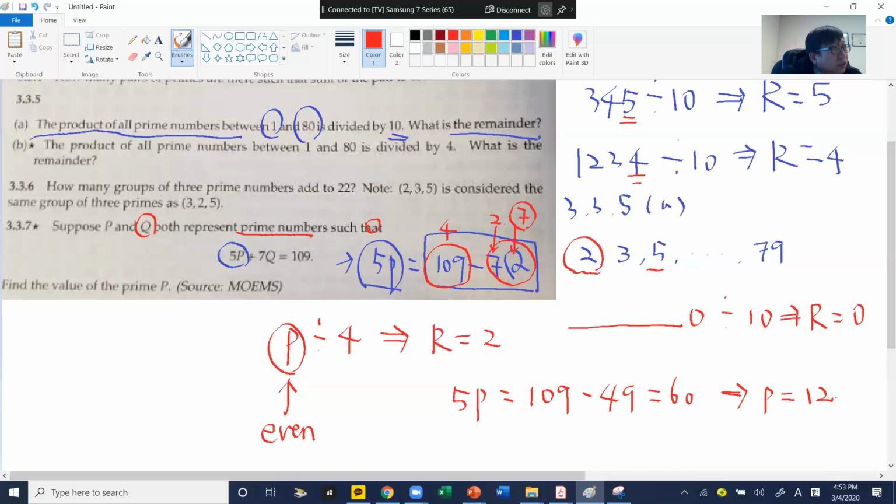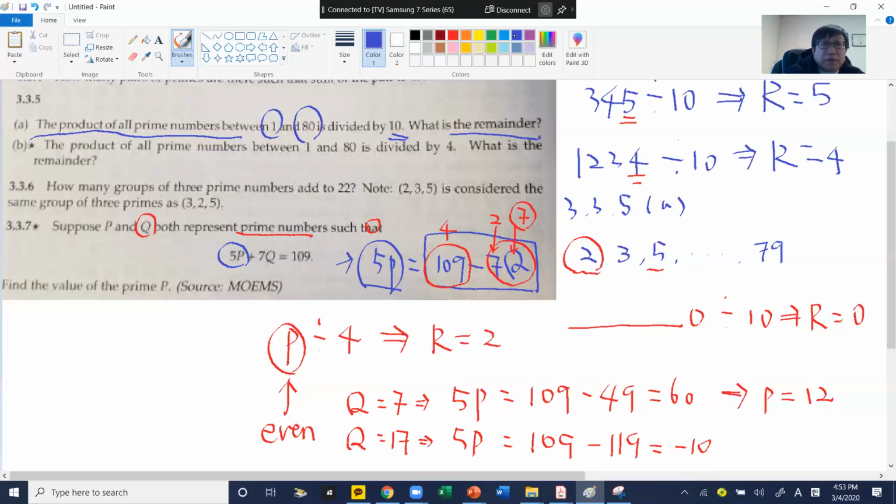14. 14 is not prime. 17. 17, yes, 17, okay? This case is q equals 7, right? But you can try another one. Something 7, so 17, right? So that time 5p is equal to what? 109 minus 7 times 17, 119. This one is a negative number. So 17 is not good. So you need to use another prime number.